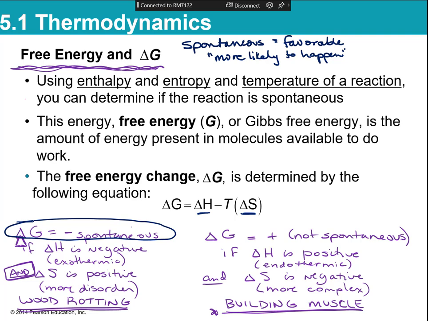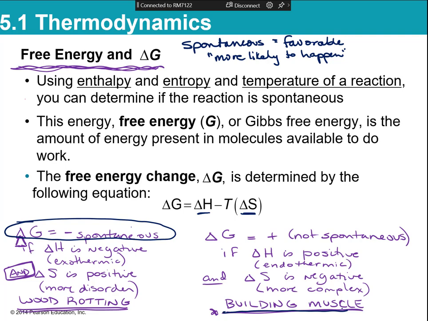But on the other side, building muscle is a good example of a reaction that is not spontaneous, because you cannot lay on the couch and build muscle. If you lay on the couch, you lose muscle. If you're not actively trying to build muscle, you're not going to maintain it and it's not going to get greater. Delta H is positive, an endothermic reaction, which means I have to put heat energy in. I'm building muscle, taking small pieces and building larger structures. That's going to create more order. So both of those require more work.